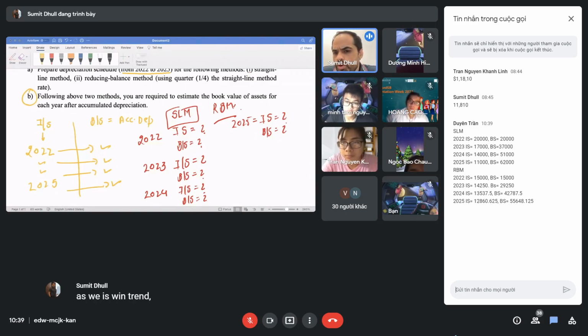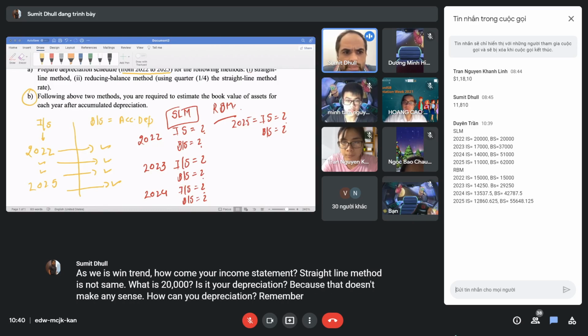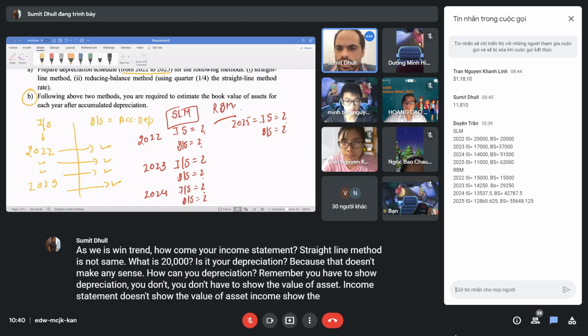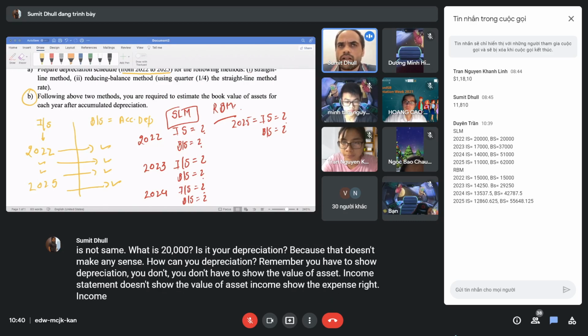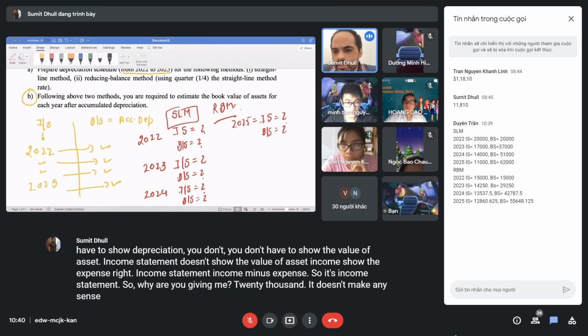Zwintren, how come your income statement straight line method is not the same? What is 20,000? Is it your depreciation? Because that doesn't make any sense. Remember, you have to show depreciation, you don't have to show the value of asset. The income statement doesn't show the value of asset. It shows the expense, right? Income statement is income minus expense. So why are you giving me 20,000? It doesn't make any sense. It's completely nonsense.